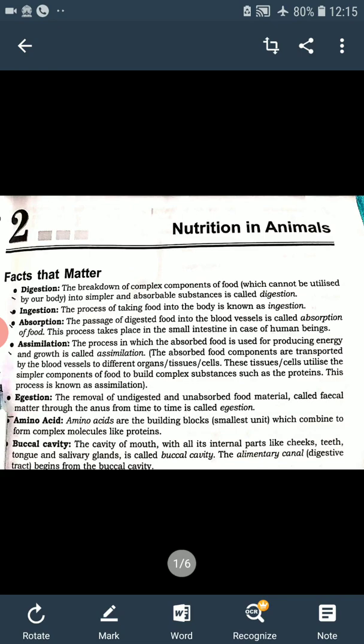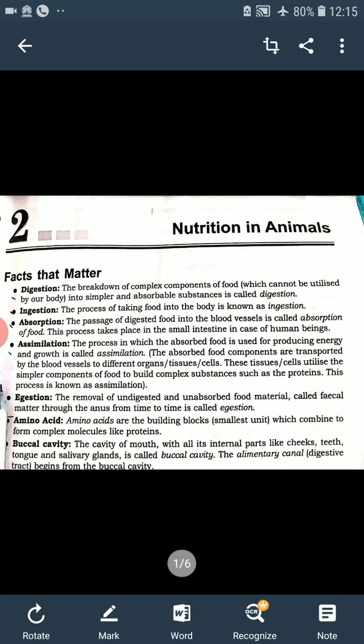Next, egestion. Egestion is the last part, where undigested food is removed: the removal of undigested and unabsorbed food material. Whatever undigested food and unabsorbable food our body cannot absorb, whose work is it to throw all of that out? Egestion. Through the anus, from time to time, is called egestion. Is it okay?